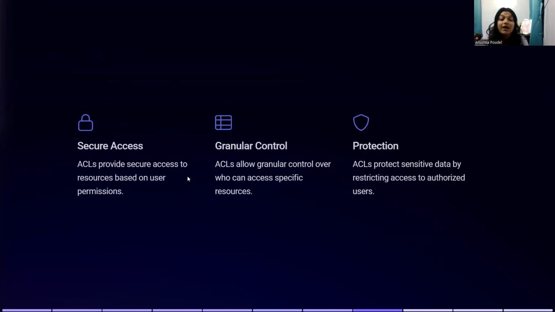Secure access. ACLs provide secure access to resources based on user permissions. Granular control. ACLs allow granular control over who can access specific resources. Protection. It protects sensitive data by restricting access to authorized users.